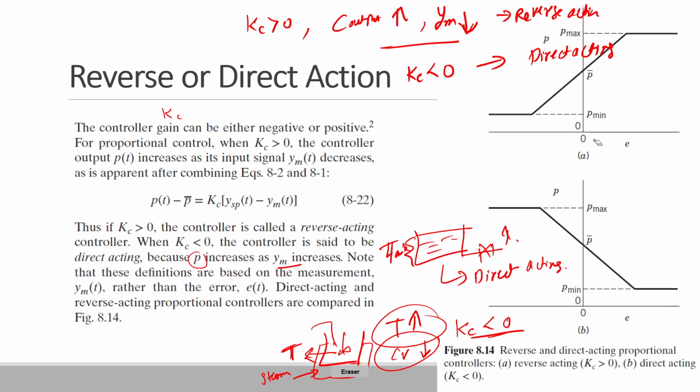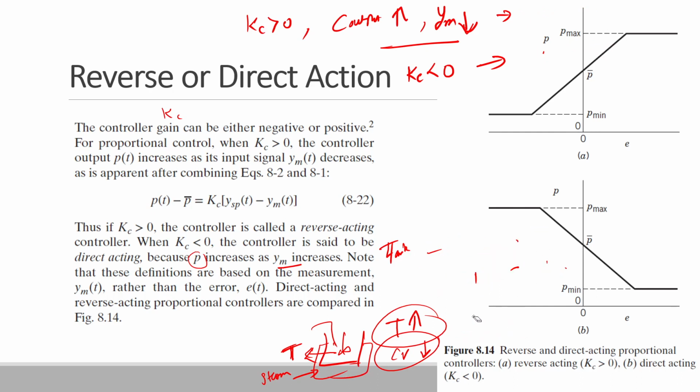So over here we have a plot of those control actions. The first one is reverse acting, that is Kc is greater than 0. Here we can see that if the measurement increases and the corresponding error increases, then the controller output will also increase. Whereas in case of direct acting, if the error increases, the controller output decreases. On the basis of that, we can find whether it is direct acting or reverse acting.